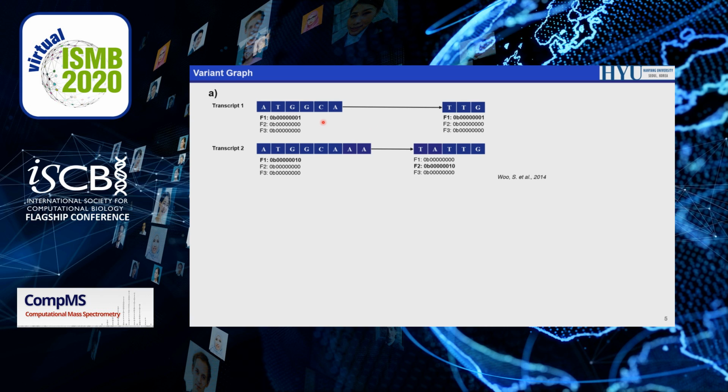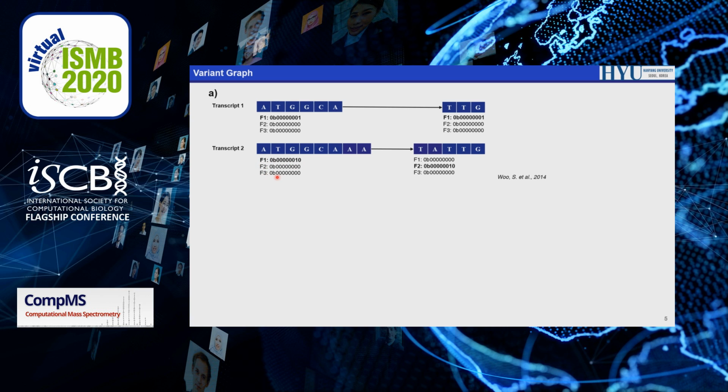Therefore, we added transcripts and their frame information as binary vectors to deal with protein coding transcriptome. For example, there are these two transcripts, and the first transcript is denoted by 7 zeros and 1. The second transcript is denoted by 6 zeros, 1 and 0, and each frame is denoted as F1, F2, and F3.